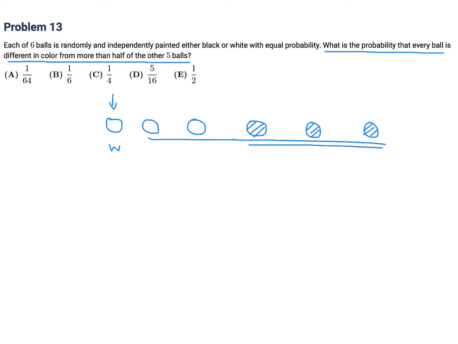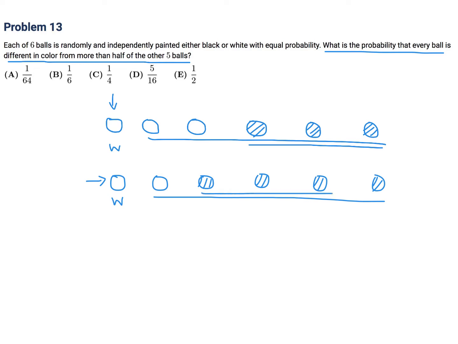And if you were to go through different scenarios, this is the only scenario in which this sentence holds true. It was kind of interesting, right? You think, well, really? What about if you had, let's say, a 2-4 split? So you have 2 white and you have 4 black. And then you've got this one. And then you just look at these 5. Isn't this also true that this white ball is different in color than more than half of the other 5?